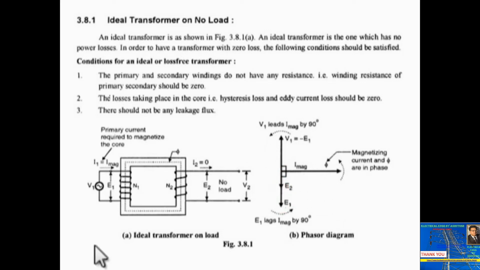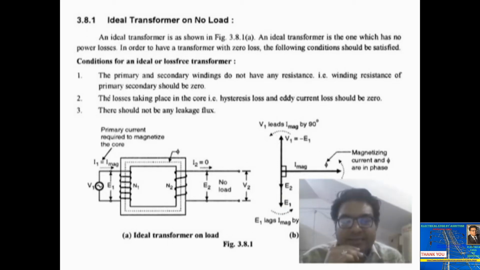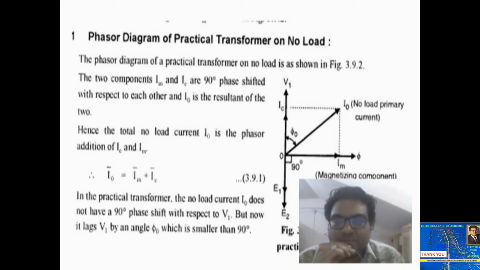So this will be our phasor diagram during no load. So this is the phasor diagram of an ideal transformer at no load. But now we will see, guys, the phasor diagram of a practical transformer. Now see the phasor diagram of a practical transformer.